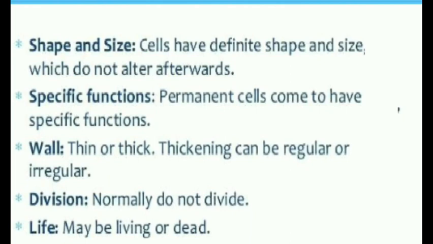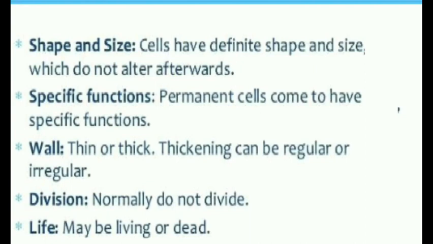Permanent cells are incapable of division, that means they cannot divide further. The cells may be living or dead, as later on some of the permanent cells which are living become dead. The cells may be thin-walled or thick-walled, that means the cell wall of the cell may be thin or thick, and there is a large vacuole in the center of the cell. The nucleus is displaced to one side.